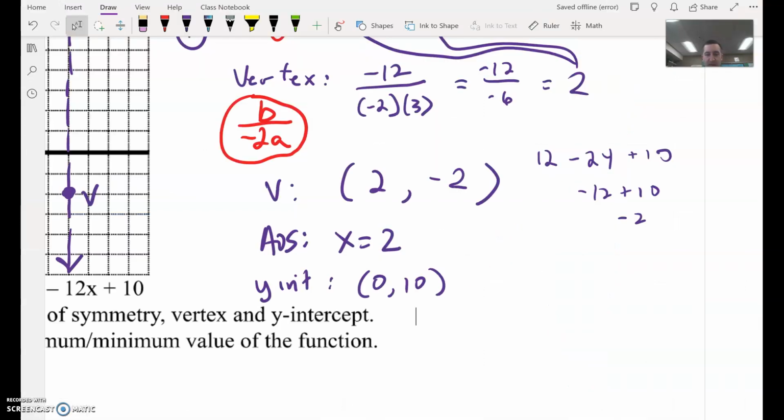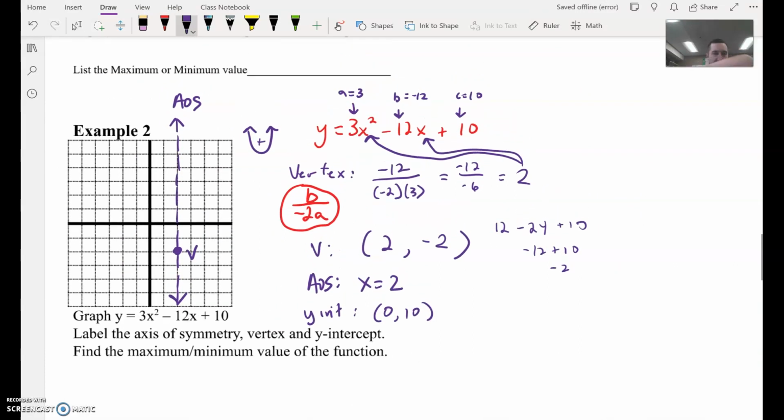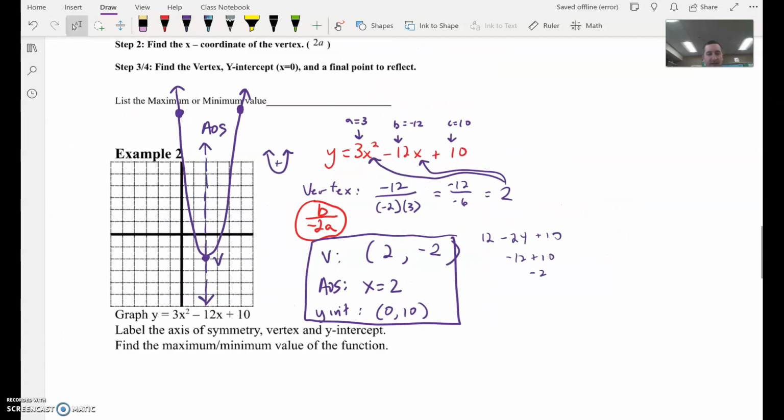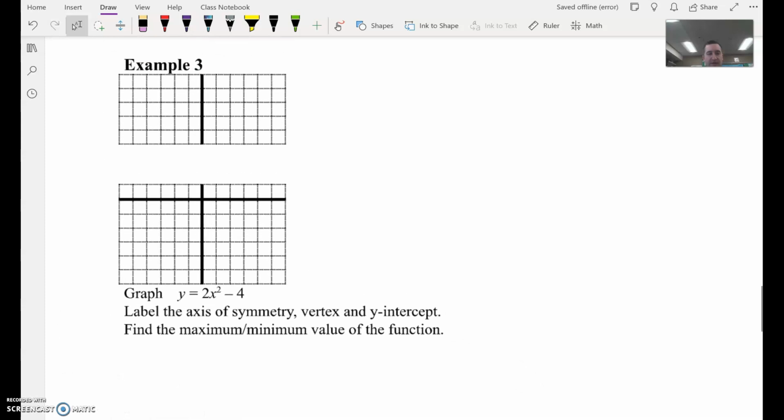Booyah, okay? So we know that the 1, 2, 3, 4, 5, 6, 7, 8. Sorry, it's going to be off the graph. So then we can reflect it off the graph, and we have this. Vertex, 2, negative 2. Axis of symmetry, x equals 2. Y-intercept, 10. That's everything. I encourage you to practice this one on your own.